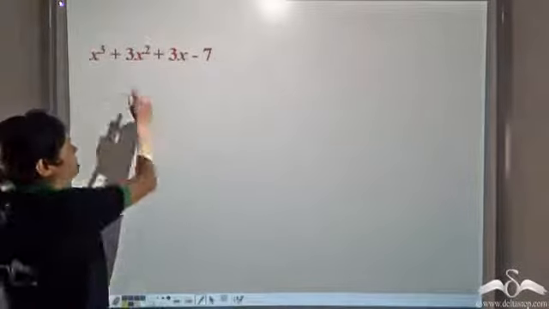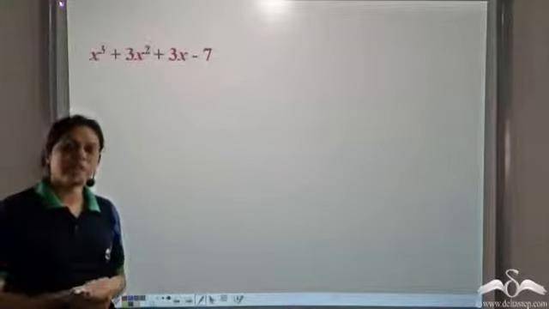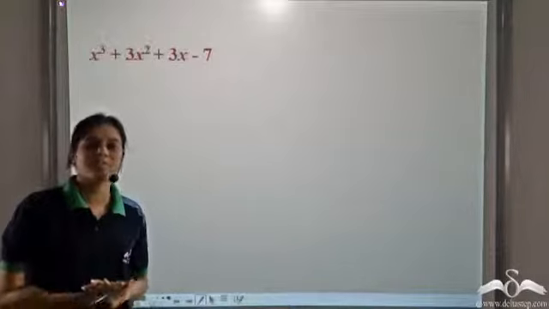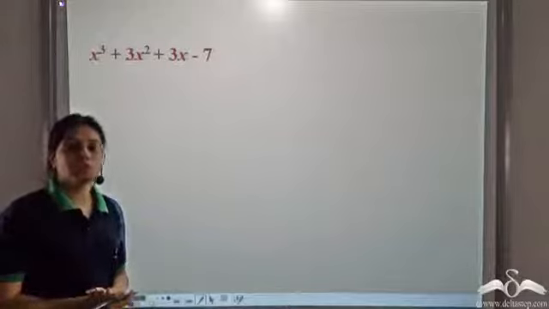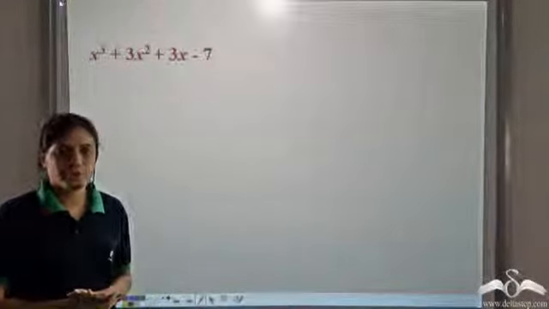Factorize this expression. When we need to factorize an expression, the first step is finding out the common factor in all the 4 terms of the expression. We see that there is no common factor in all the 4 terms of the expression. We try and factorize it by grouping.